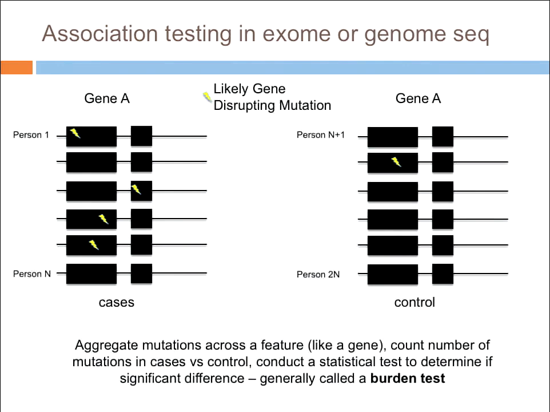Generally, it's done using what's called a burden test, where you get cases and controls, or people with big brains and people with small brains, for example, and then you aggregate all the mutations that are of a certain type. Maybe they disrupt genes or are missense mutations, across a feature like genes, and then you count, and you do a statistical test to see if there's a significant difference between your people with big brains and your people with small brains.